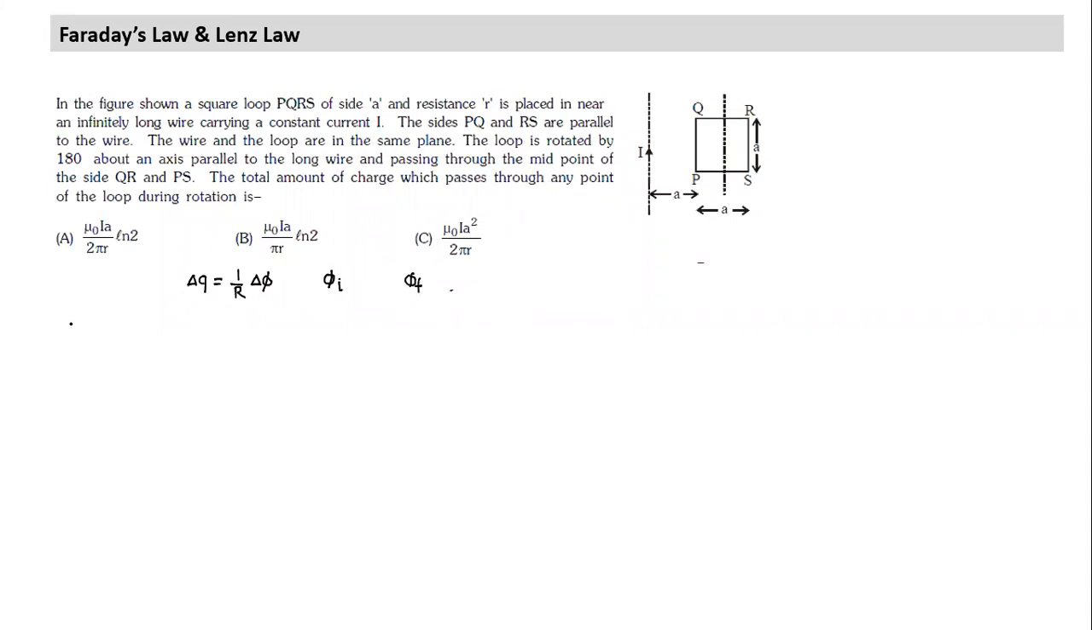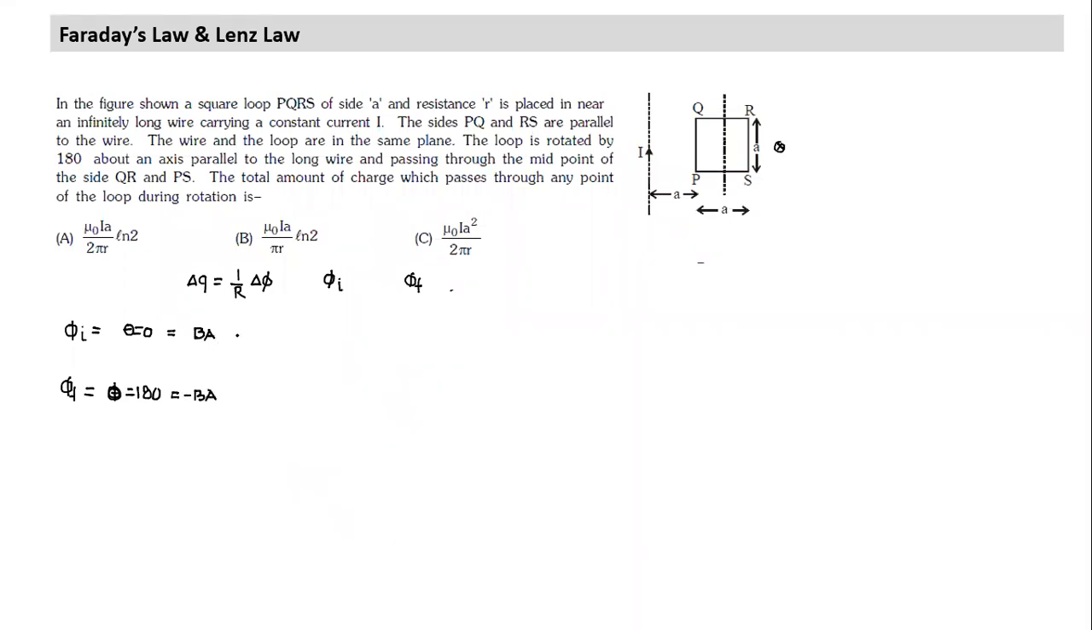So let me first start. What is the initial flux? Initially, I can take the area vector in some direction. What is the direction of the field? The field is crossed. Let's say the area vector is also perpendicular to the plane, in the same direction. Then the initial theta, the angle between the B vector and the A vector, is equal to 0. If I rotate by 180 degrees for the final position, the final theta becomes 180 degrees. So if the initial flux is BA, the final flux will be minus BA.